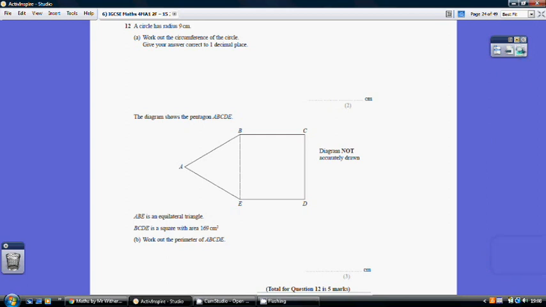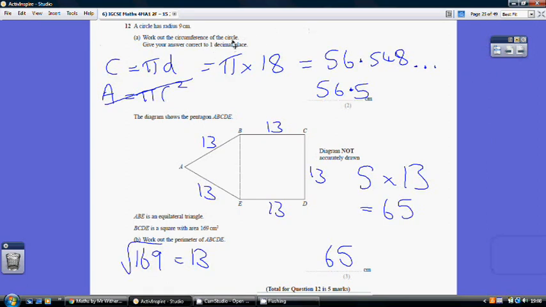Question 12. So for part A, we've got to work out the circumference of the circle. So hopefully you've learnt cottage pie's delicious, apple pies are too, or something similar. Now on this particular question, we're working out the circumference, so we can forget the area formula and just focus on circumference equaling pi times diameter. The diameter is twice the radius, so 2 lots of 9 is 18. So the circumference is pi times the diameter of 18, which is 56.548, which to 1 decimal point is 56.5.